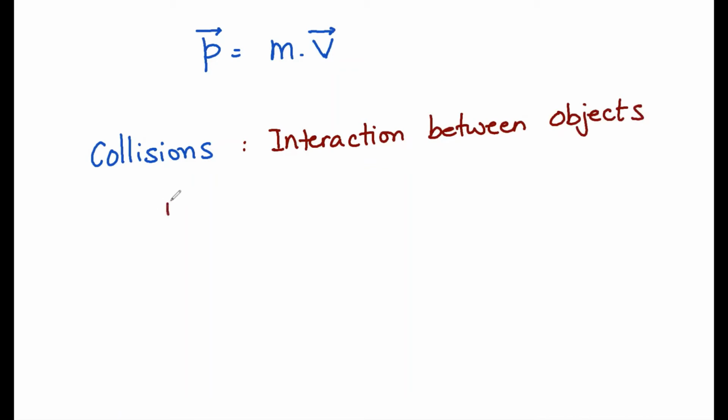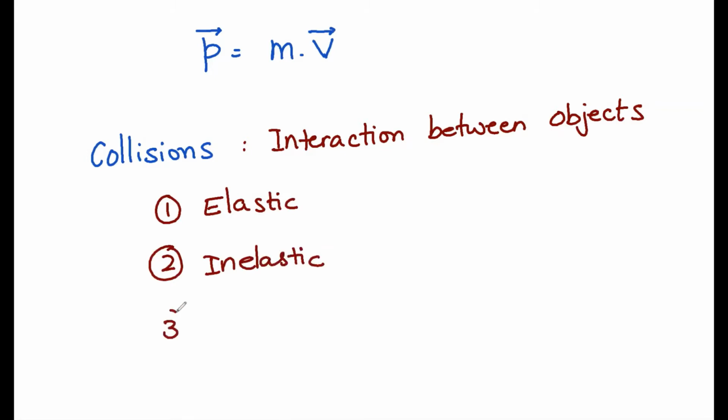Collisions are of three kinds: elastic collisions, inelastic collisions, and perfectly inelastic collisions. It does not matter what type of collision it is. It is important for you to understand that momentum is always conserved in all types of collisions. An elastic collision is one in which there is conservation of both energy and momentum.